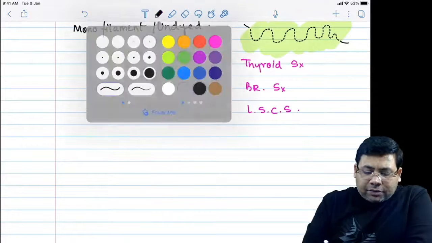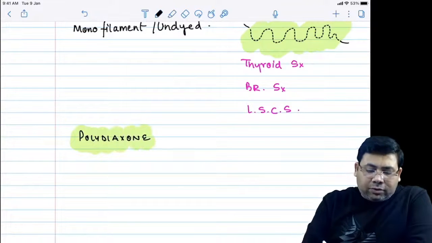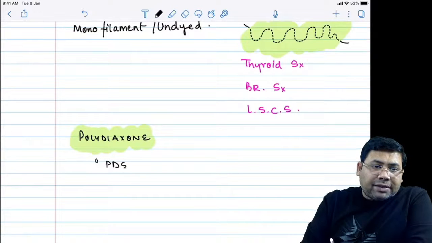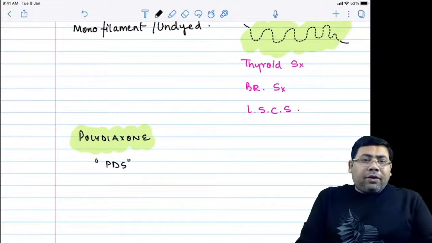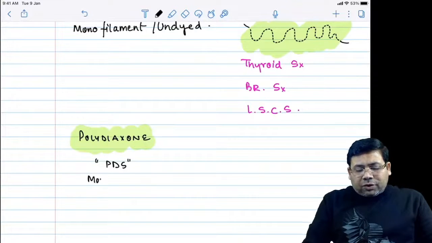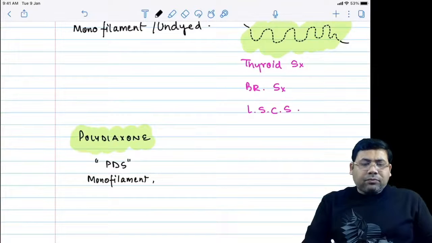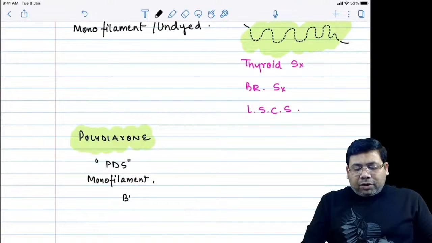The next we have is polydioxanone. So what to remember about polydioxanone? When we talk about polydioxanone, this is marketed by the name of PDS. So PDS, when we talk about, is this a monofilament suture or a braided? It's a monofilament suture, point number one. The second very important point is that it's a blue colored suture. What blue? Prussian blue.